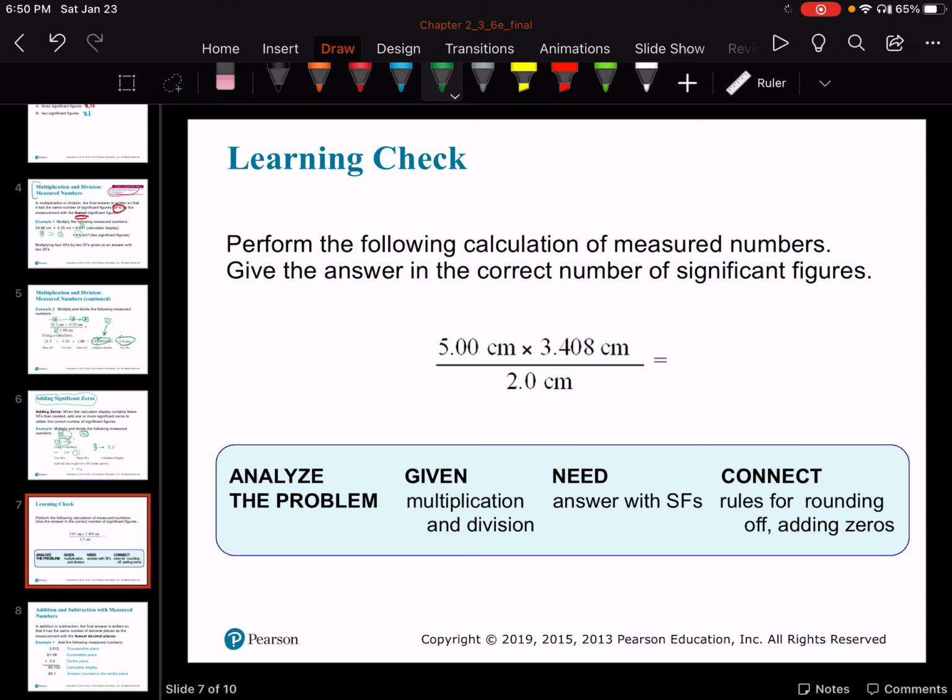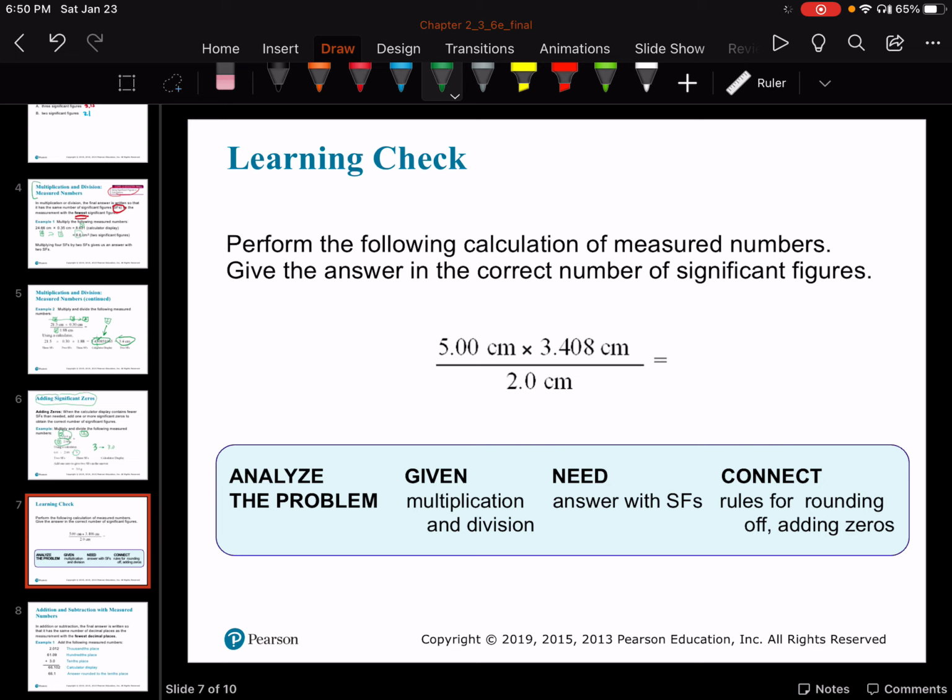So let's take this one. This is a learning check, so we're just going to do it together. Pause the video and make a guess before I do this publicly. Okay, so let me suppose that you actually did pause it.